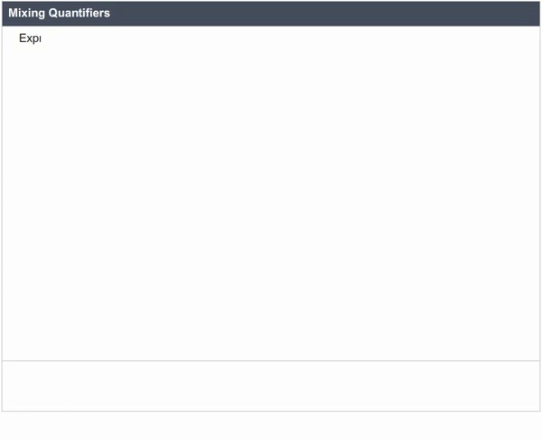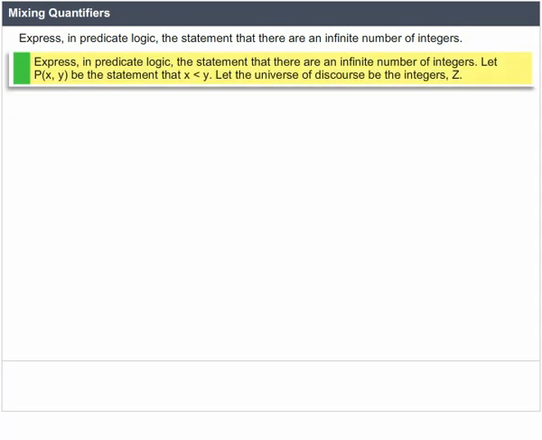Express in predicate logic the statement that there are an infinite number of integers. Let P(x, y) be the statement that x is less than y. Let the universe of discourse be the integers Z.